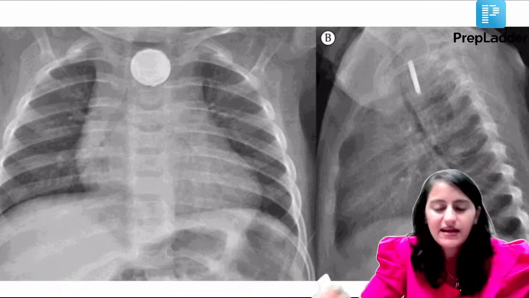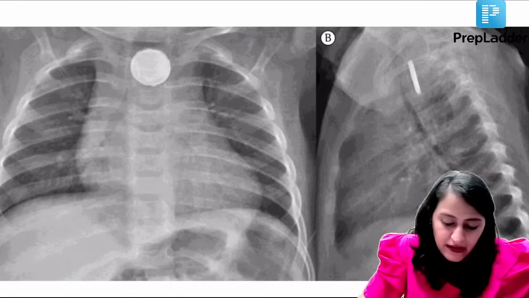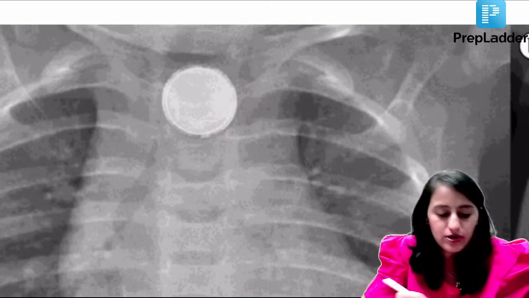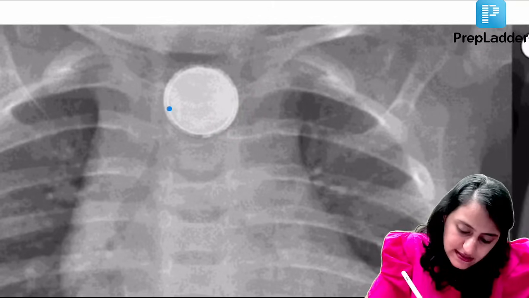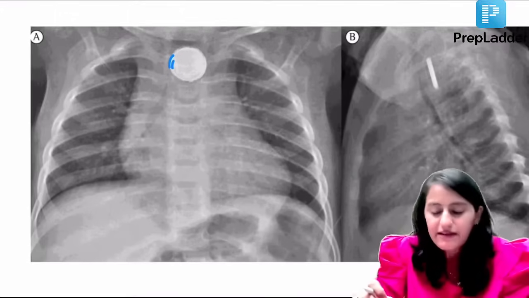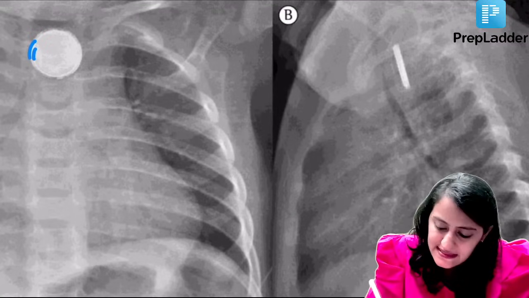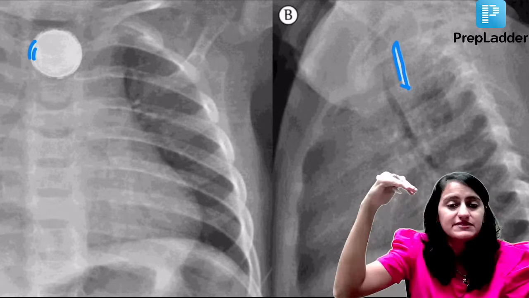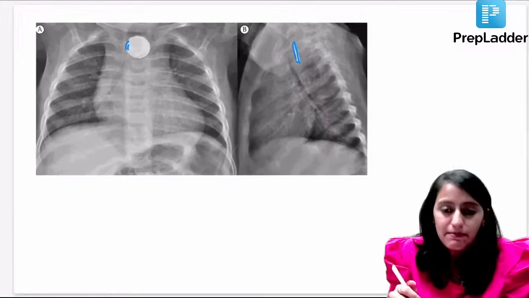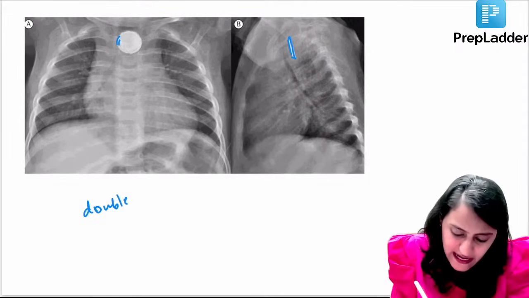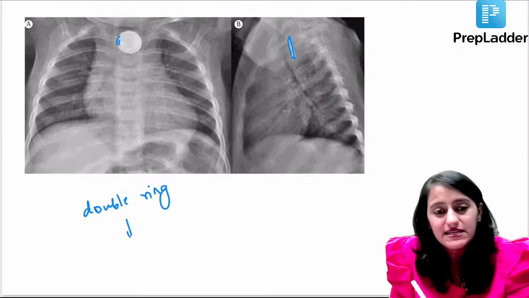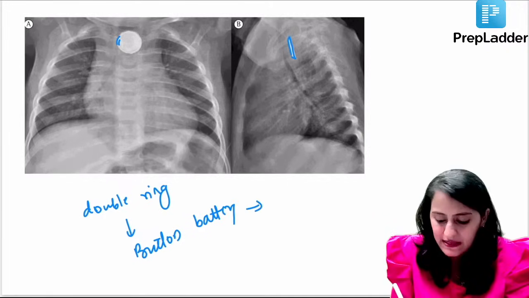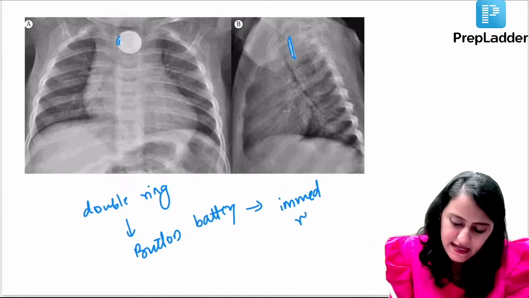This is asked again, recent favorite for your exam. If you look at this image very carefully, you can see double ring sign or a halo sign. There is an inner circle and an outer circle, right? And if you look at the lateral view, ek chota line hai, ek bada line hai. Okay? It is not a flat surface. It has a sloping surface. So, double ring sign, halo sign, or the step off that you see in the lateral, it is suggestive of button battery.